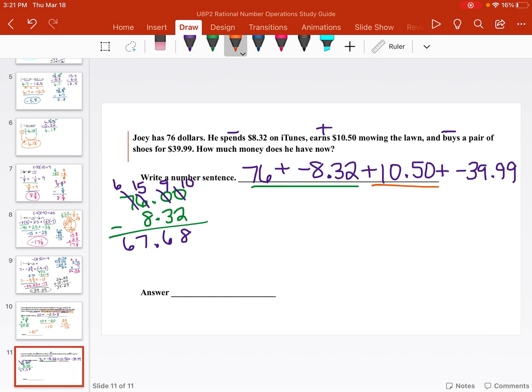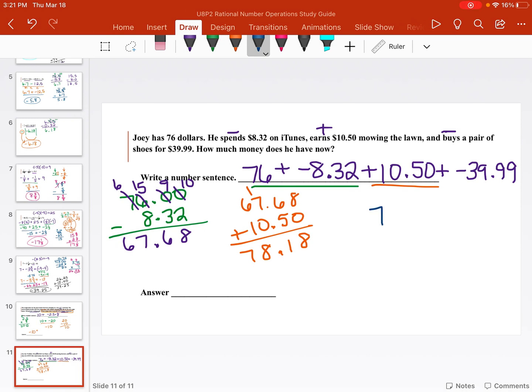Next, I'm going to add this 10.50. So 67.68 plus 10.50. 8, 11, carry my 1, 8, and 7. Okay, after that step, I got $78.18.